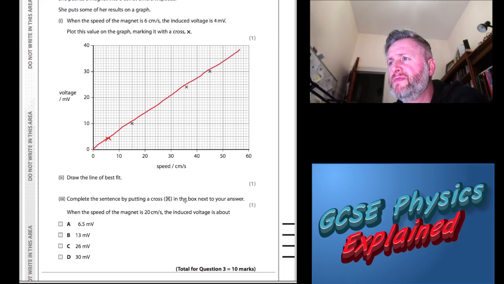Complete the sentence by putting a cross in the box. When the speed of the magnet is 20, the induced voltage is about, so go along to 20 centimeters per second. The induced voltage is about 14. So 13, 14. There's 13, it's the closest one.